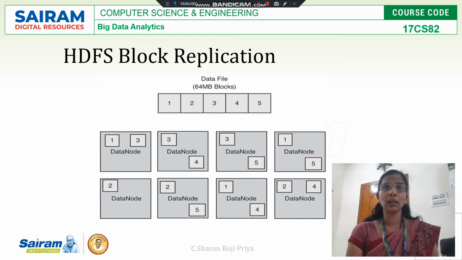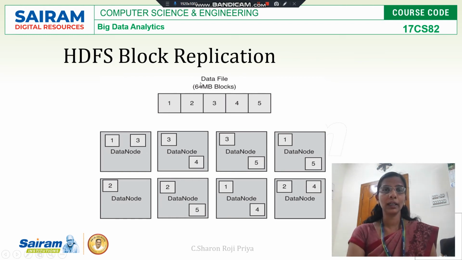And coming to block replication, you have to count the number of nodes in a cluster. If the number of nodes in a cluster is 8 or more than 8, the replication factor should be 3. That is, the same data should be available in 3 data nodes. If it is less than 8, the replication factor is 2. The data should be available in 2 data nodes.